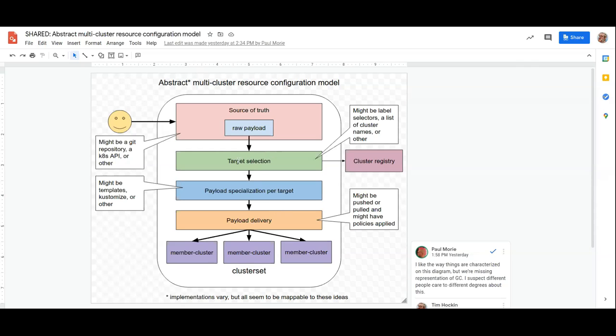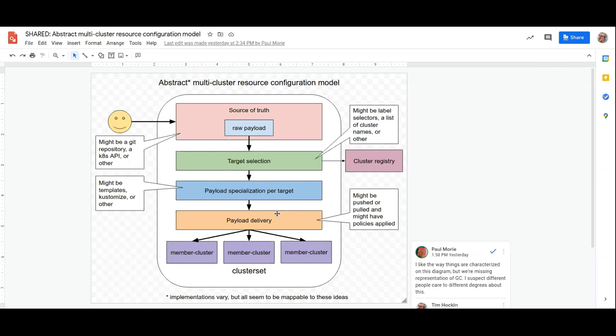Now that you've selected which clusters this payload is going to go to, there are zero or more specializations that you apply per cluster. I know some people use templates, like Jinja processing. We've seen people doing Helm, and Kustomize. The Karmada stuff had some specifics. I forget exactly the details, but we've seen a dozen different ways of templatizing and expanding specializations.